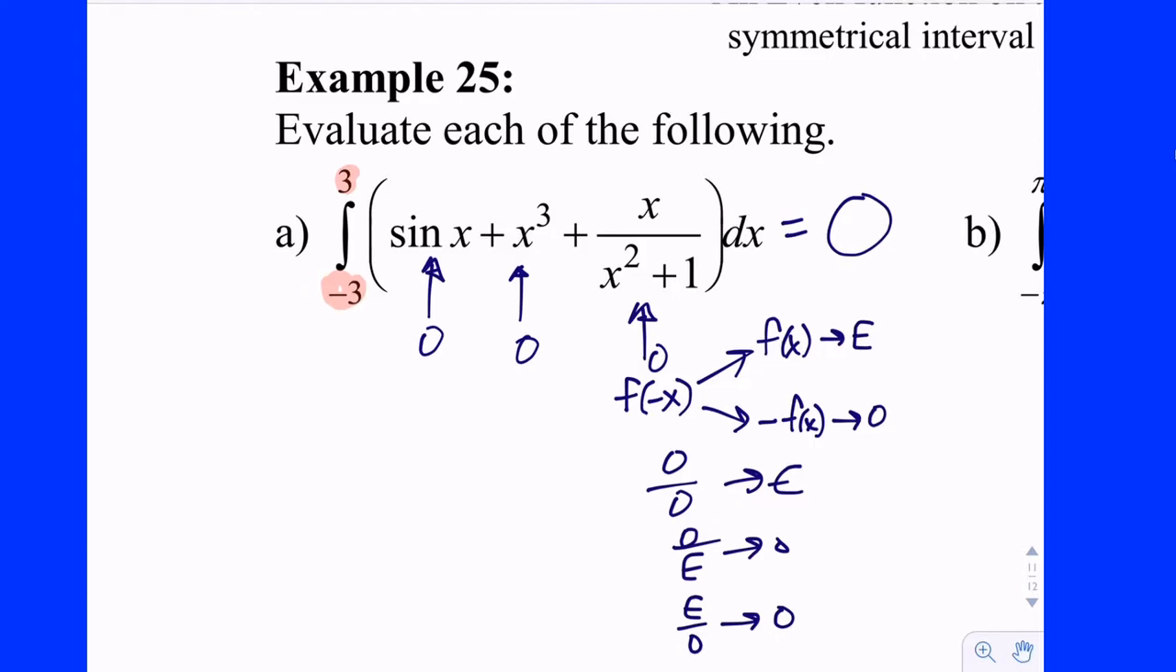Now, could you do the calculus and get the same answer? I trust that you can, right? What would the antiderivative of sine be? Negative cosine. Yep. And then x cubed would become 1/4 x to the 4th. And then the third term, it wouldn't be arctangent. The derivative of x squared plus 1 is 2x. You're off by a 2. So you'd have a 1/2 natural log of the absolute value, unneeded, of x squared plus 1. And then evaluate it from -3 to 3.